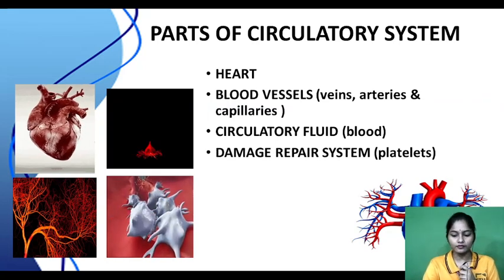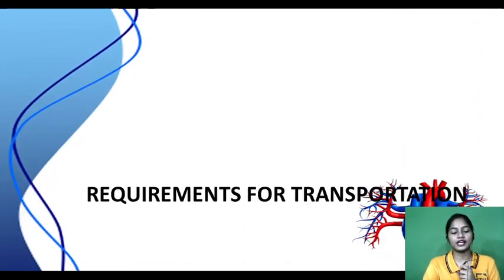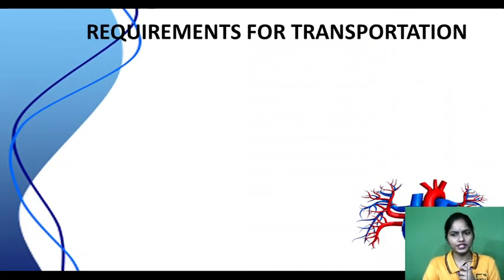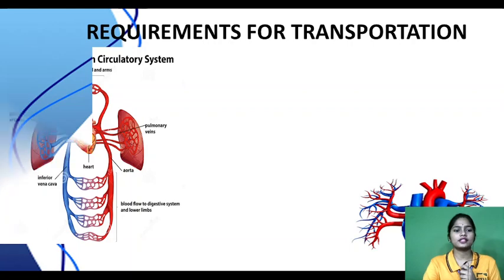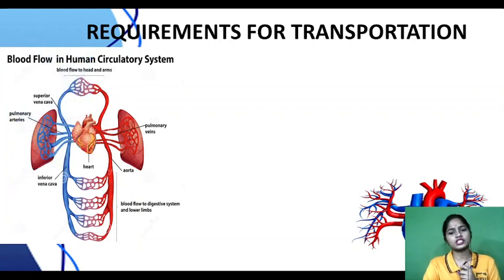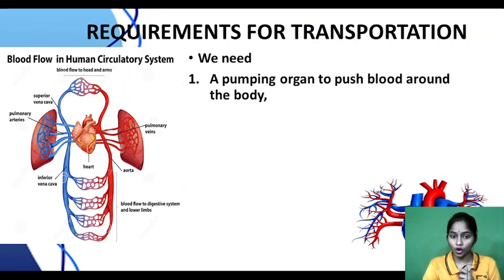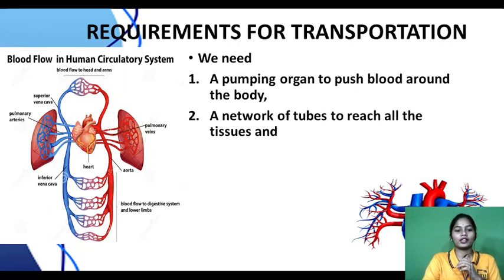Okay. Now moving to the next, requirements for transportation. See, this is the human circulatory system, which helps in transportation, right? We need a pumping organ. What do we need? We need a pumping organ so that the blood can be pushed to every part of our body. Okay. So which is the pumping organ? Our heart.